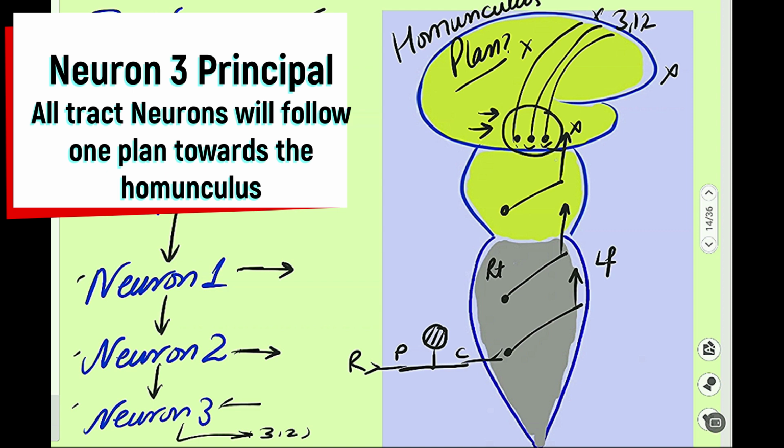All the neuron 3 of all the tracts are present in the thalamus. Whatever the tract is, it doesn't matter. From here, the fiber will move toward the destination according to a new plan, that is according to the homunculus. I will explain shortly.